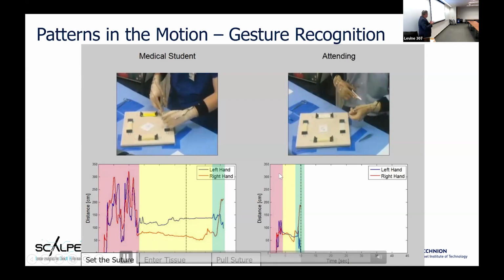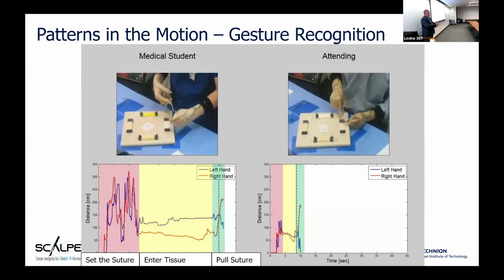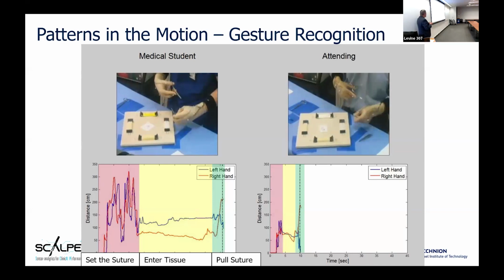This leads to another thing you can use sensors to identify, and that's gesture recognition. So these are three different gestures that you can define: set the suture, enter the tissue, pull the suture, then you can tie the suture. You can talk about different gestures. And these are just different gestures. As you can see, they have a unique pattern, a unique signature in the sensor data.